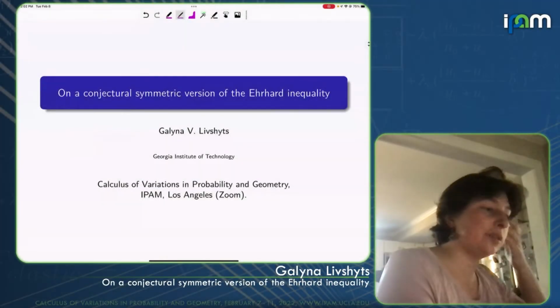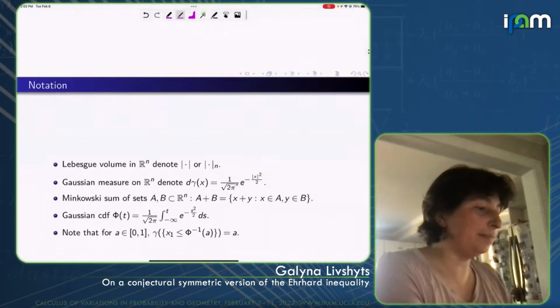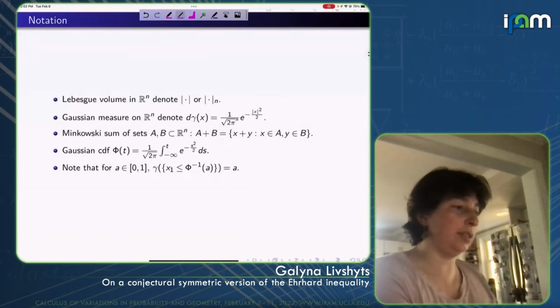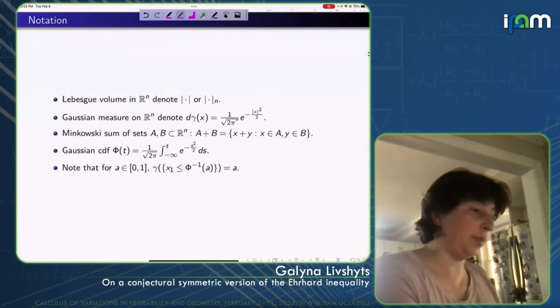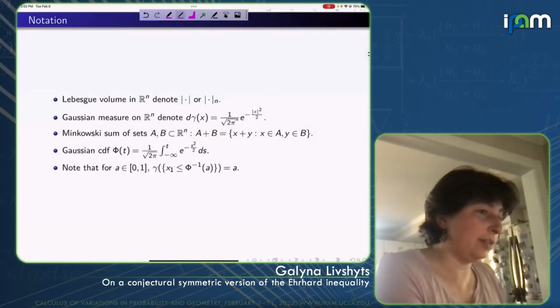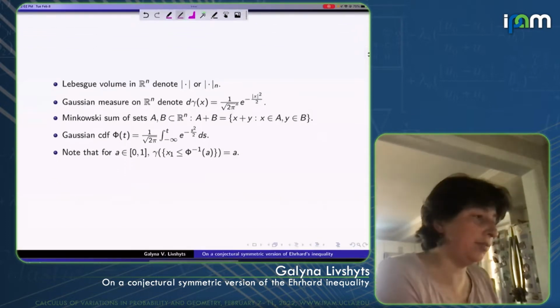So I will talk about the conjectural symmetric version of the Ehrhard inequality. I put a link in the chat for the Scribble where you can see the slides. There is a lot of information on the slides, but hopefully I'll try not to go too fast, and I might just not tell all of it, but you can see it written.